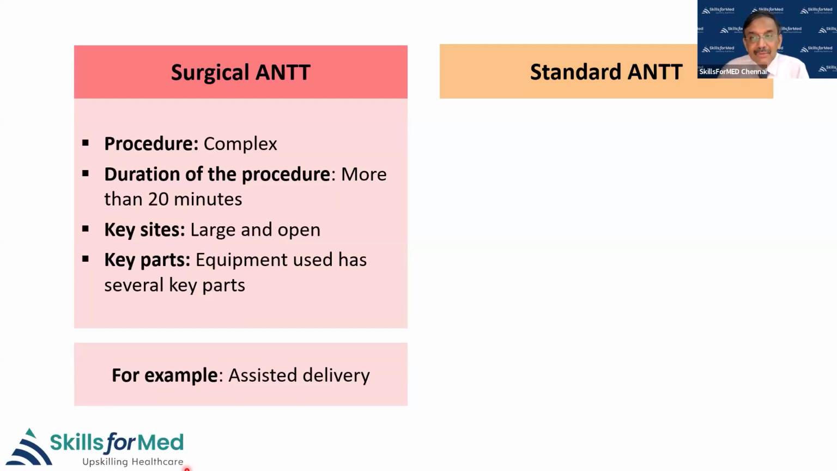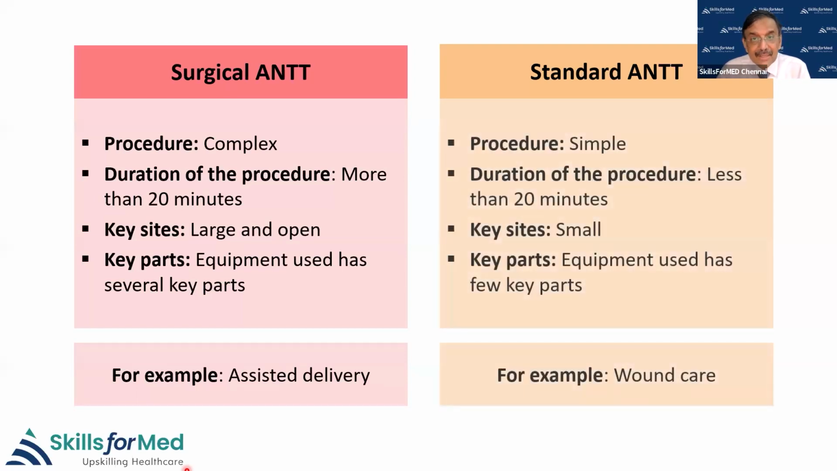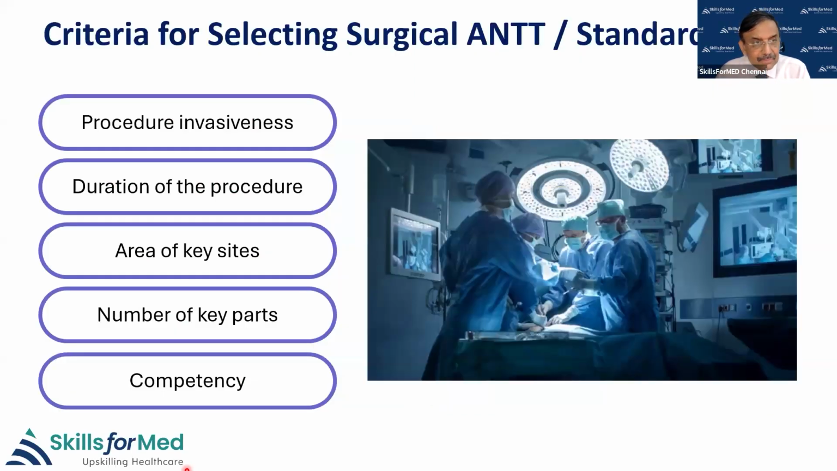It has to be in the labor room, which should be as clean as the theater. And then the standard ANTT procedure is simple. Duration is less than 20 minutes. Key sites are small, for urinary catheterization or central line. These are small sites which you can disinfect. And the equipment used has few key parts. Examples are wound care and all these things.